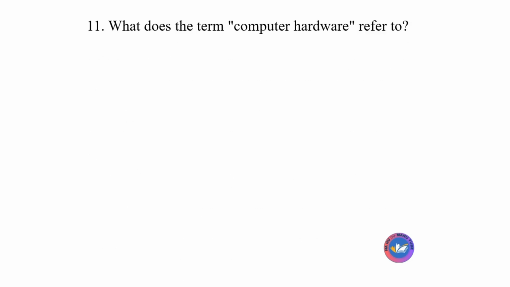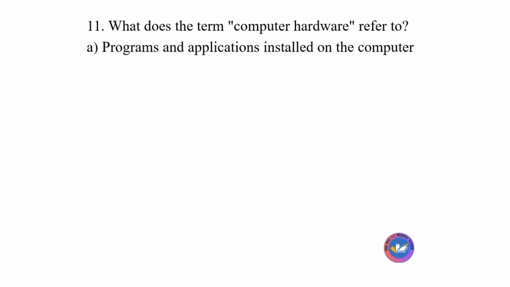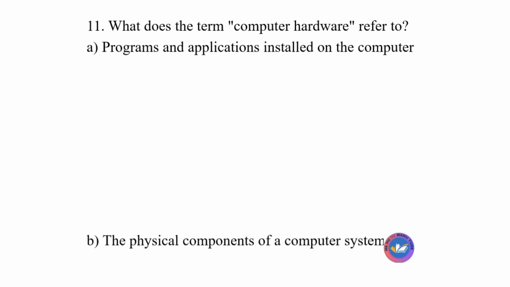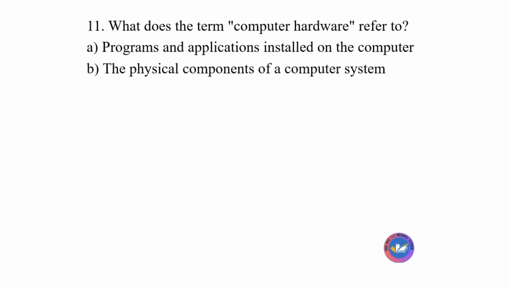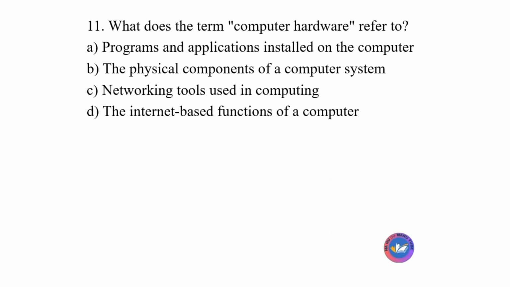Question number 11. What does the term computer hardware refer to? A. Programs and applications installed on the computer. B. The physical components of a computer system. C. Networking tools used in computing. D. The internet-based functions of a computer.